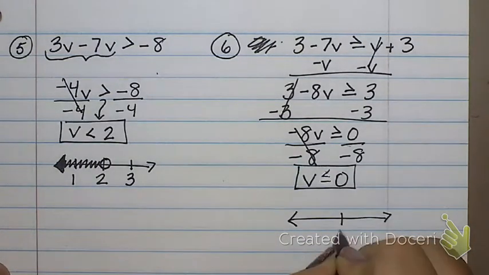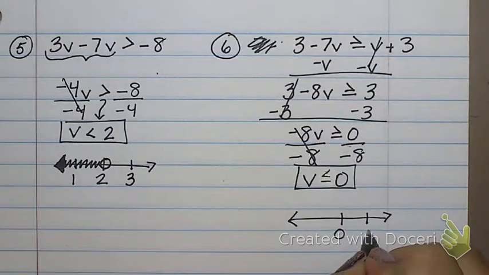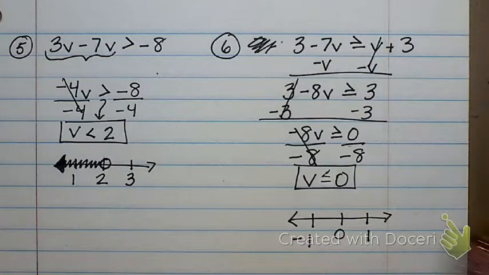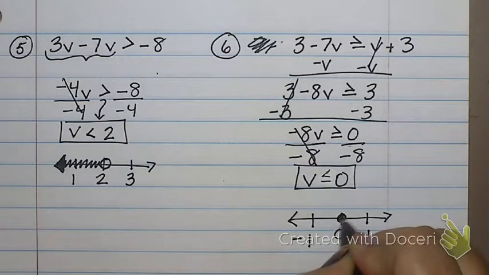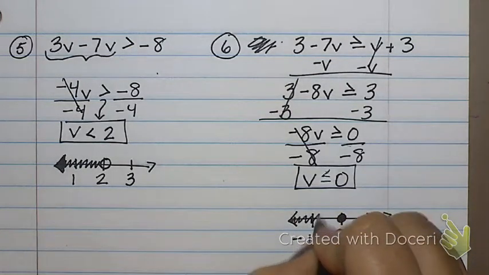So 0 goes in the middle. What goes directly to the right? And directly to the left? Open or close circle on 0? And what direction am I going to shade? To the left.